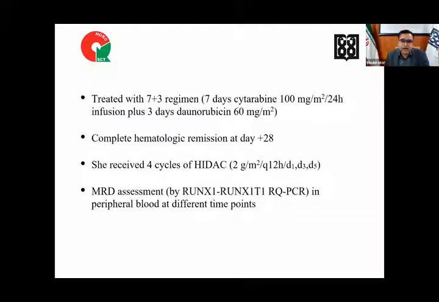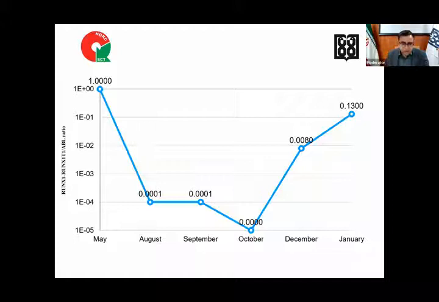During and at the end of the treatment, MRD assessment by RUNX1, RUNX1T1 real-time quantitative RT-PCR in her peripheral blood was conducted. You can notice the change of RUNX1, RUNX1T1 by RT-PCR during and after treatment in this diagram. As you see, after the second course of high-dose RSC, the MRD was 0.0001.